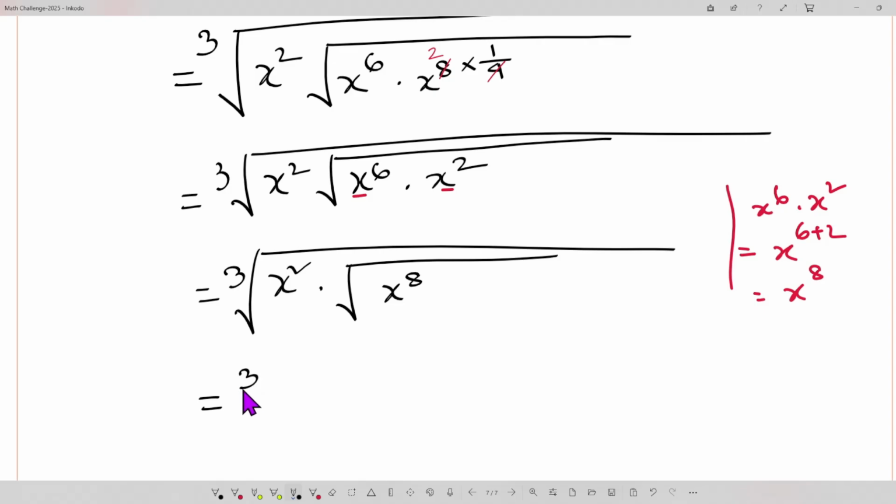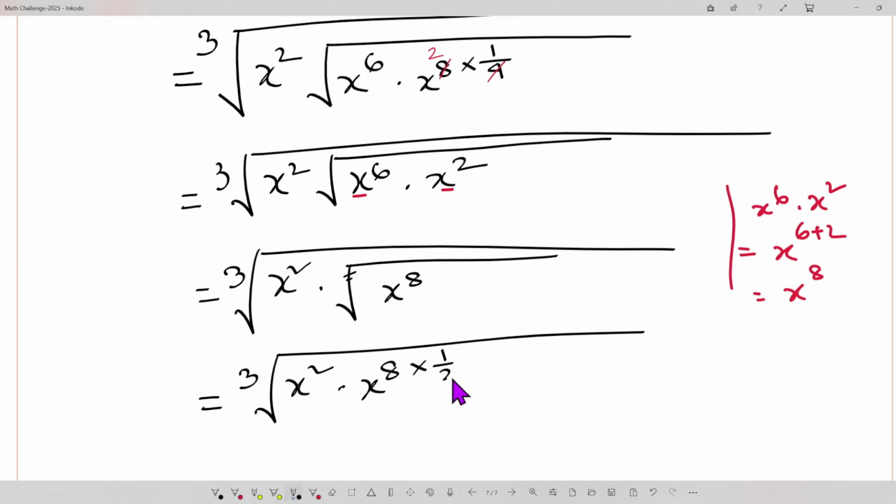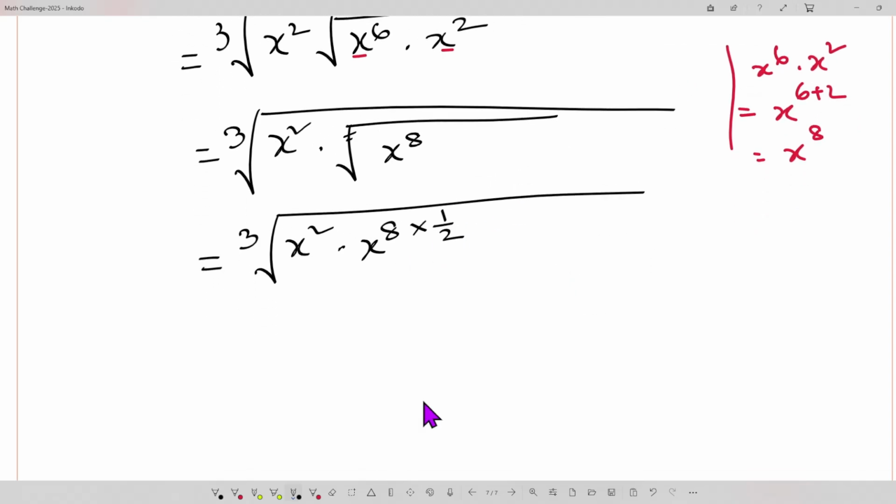Then the cubic root of x squared times, we want to omit this root, so we can write x to the power 8 times 1 by 2. Okay, and then the cubic root of x squared times 8 divided by 2, it will be 4. So here is x to the power 4.